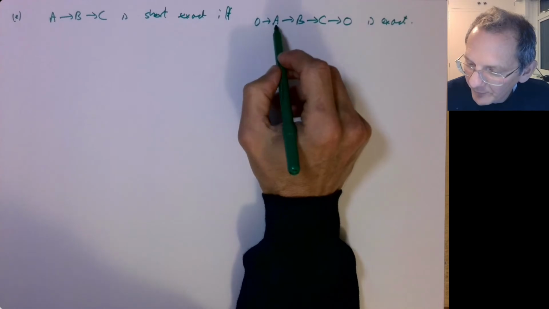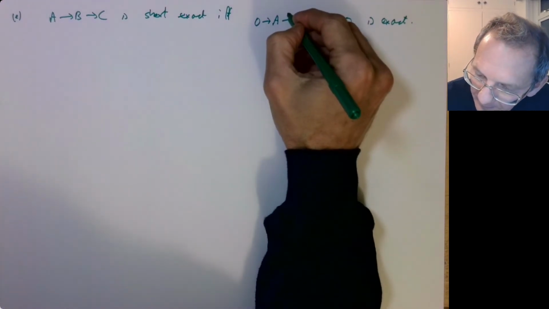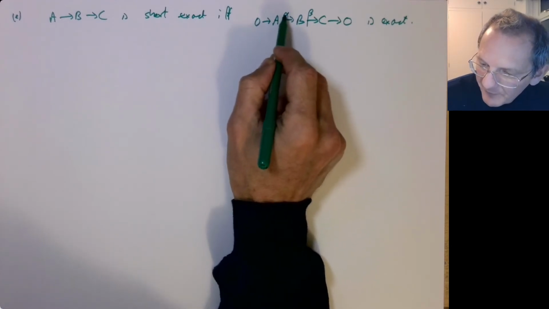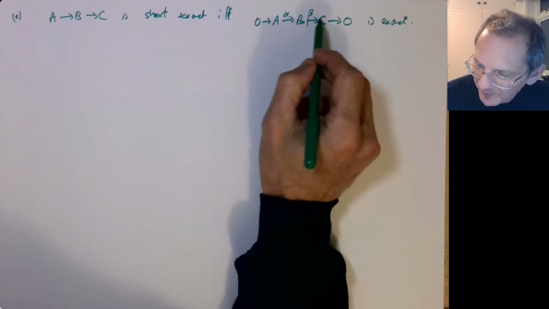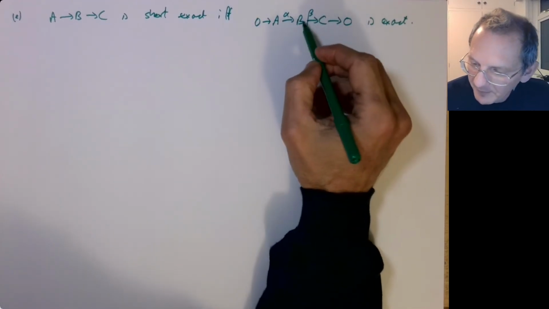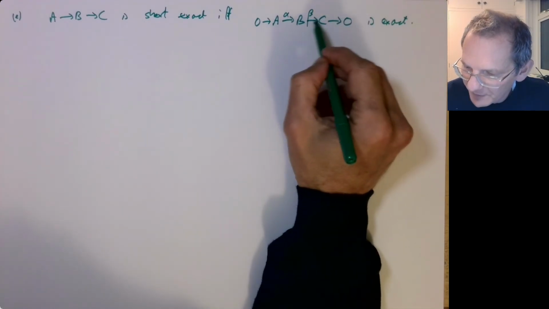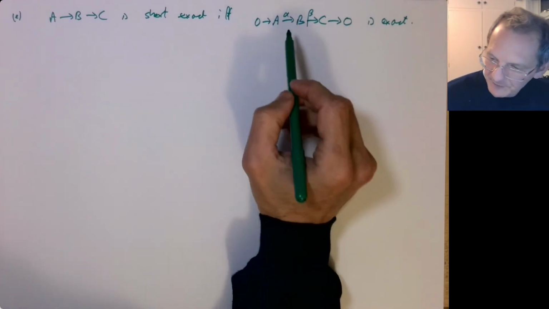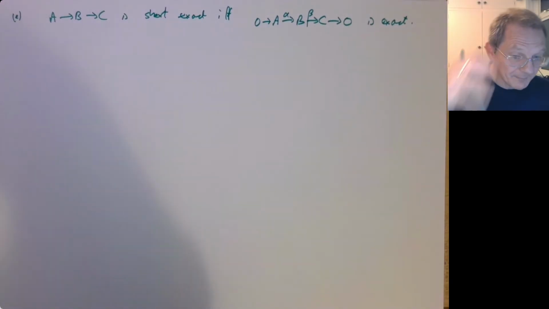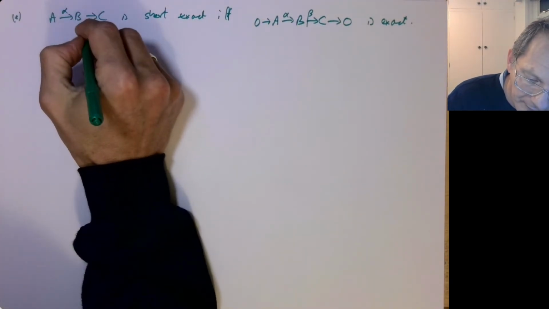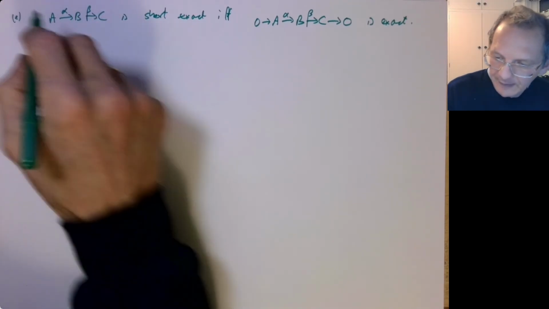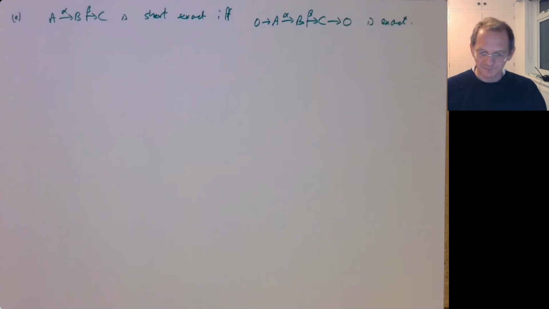What does it mean? It means that the kernel of this map here, the kernel of alpha, is the image of 0, which is 0. So alpha has to be injective. Then the image of alpha has to be the same as the kernel of beta, and then the image of beta has to be the kernel of C to 0, which is C. So beta has to be surjective. And that was exactly what we meant by saying that this is short exact: it's exact at B, the image of alpha is the kernel of beta, but also alpha is injective and beta is surjective.